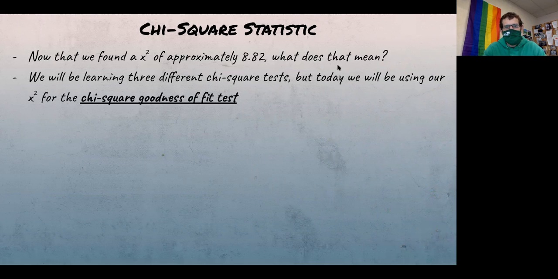So we're going to be learning about 3 different chi-square tests, but today we're going to be using the chi-square for what we call the chi-square goodness of fit test. Goodness of fit. I don't know why, but it sounds very made up. Well, we'll see why it's called the goodness of fit test. And it is very made up by people, but it works out mathematically.